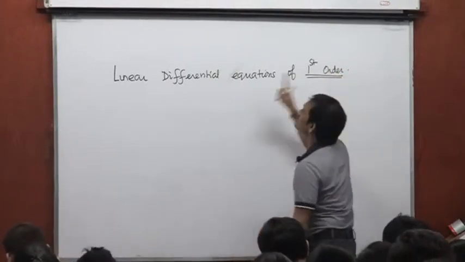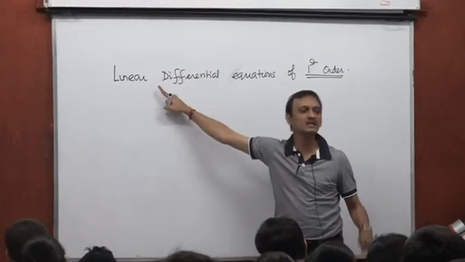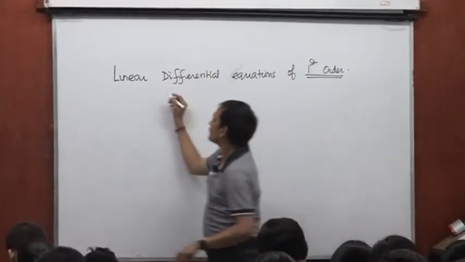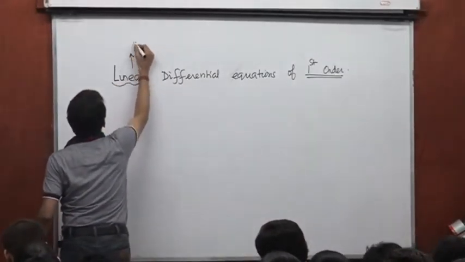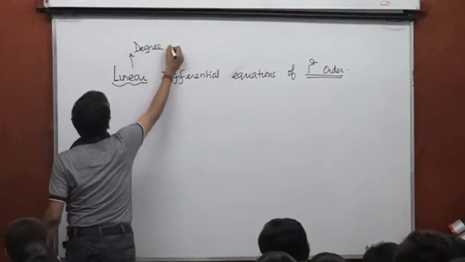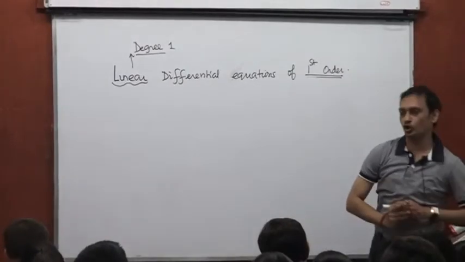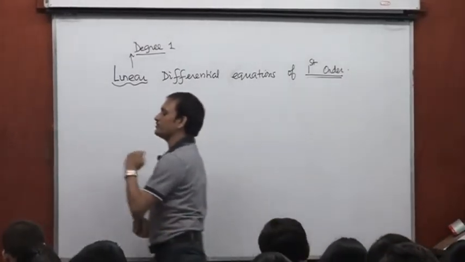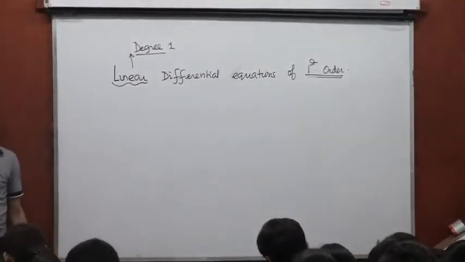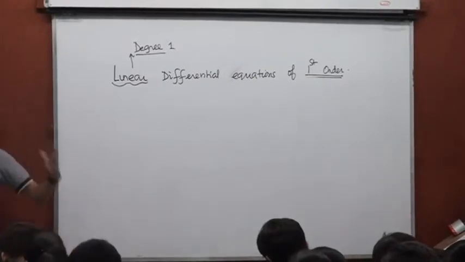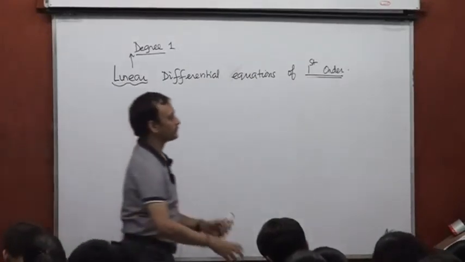When I say linear, it means the degree is 1. I am talking of degree 1 and order 1. Linear differential equations of first order. Various kinds of linear differential equations of first order. Let's examine and categorize those differential equations.